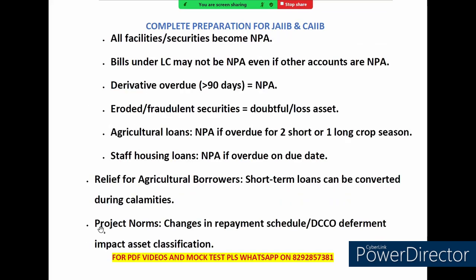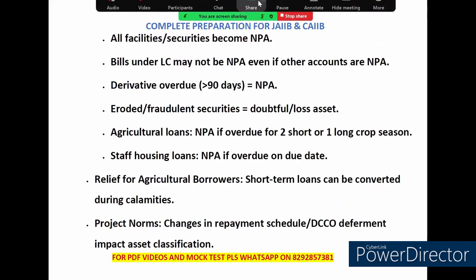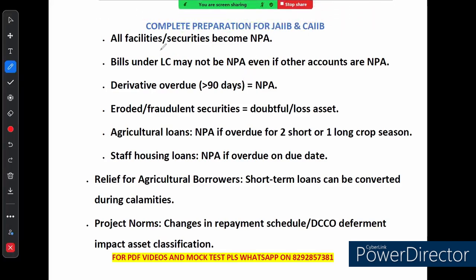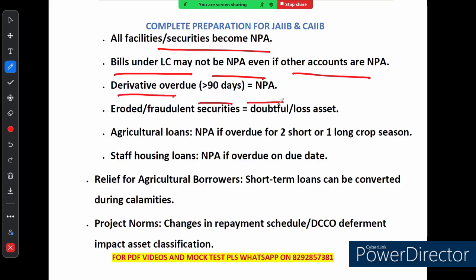Now let's talk about NPA handling. So how are NPAs handled? If a loan becomes an NPA, remember all related facilities and securities are also considered NPA. However, bills under letter of credit might not become NPA even if other accounts are NPA. For derivatives, if the payments are overdue by more than 90 days, they are treated as NPA. Eroded and fraudulent securities turn into doubtful and loss assets.